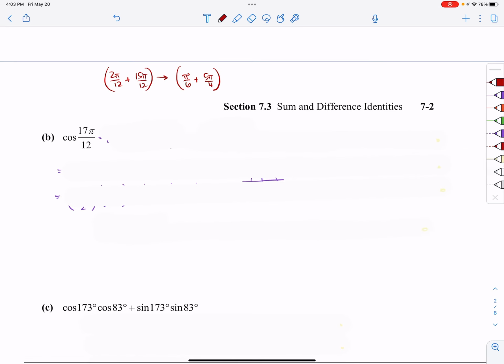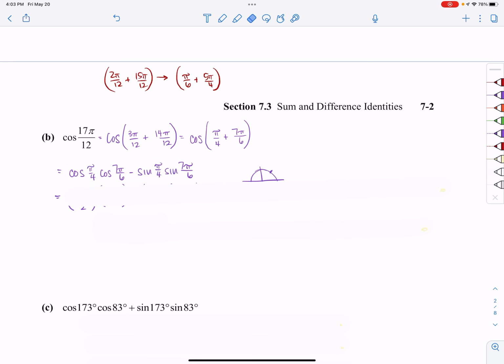What I ended up using, I'll go ahead and unhide this, is 3 pi over 12 plus 14 pi over 12. So once again, we reduce those two fractions and we're going to get pi over 4 plus 7 pi over 6. So on your unit circle then, we'll mark the pi over 4 and the 7 pi over 6. Sorry, my unit circle is not quite showing there. It'll show in just a moment, and we'll plug into our identity.